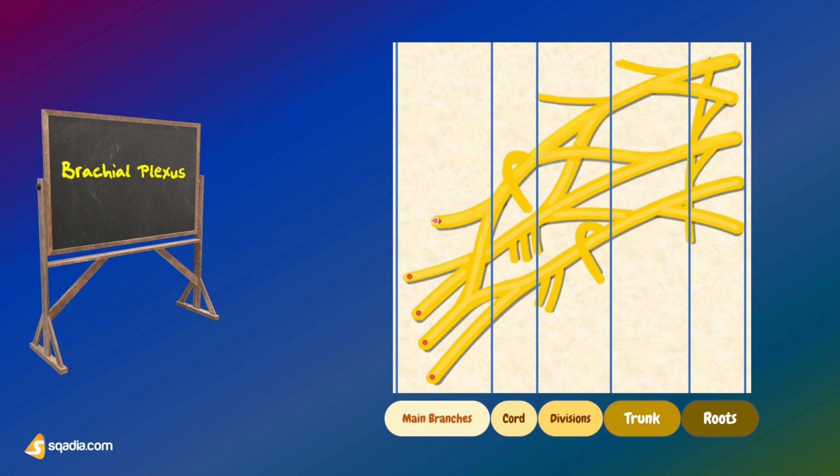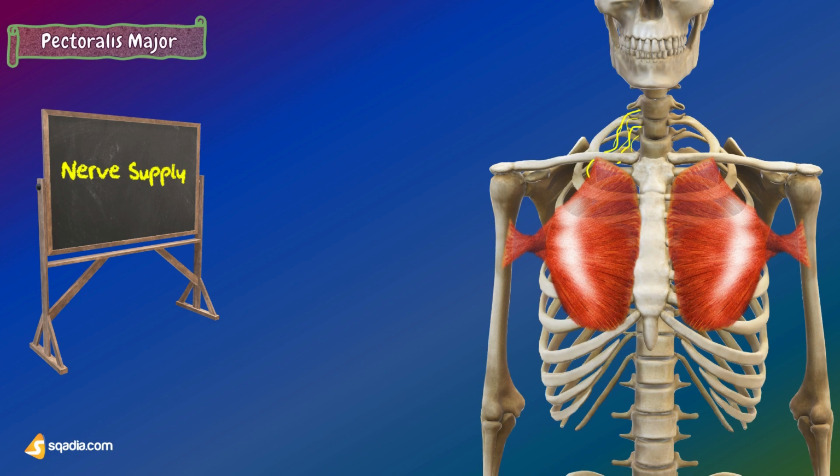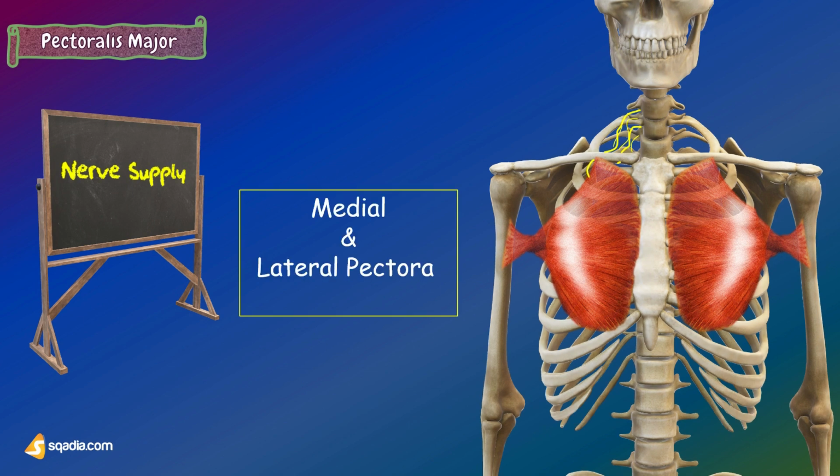For now, knowing that the branches of nerves that supply the muscles of upper limb originate from trunks of brachial plexus is enough. Coming back to our main topic. The nerves supplying the pectoralis major muscle are the medial and lateral pectoral nerves. These nerves branch off from the brachial plexus, which is a network of nerves situated in the shoulder region.